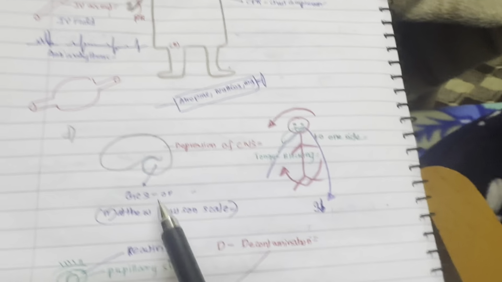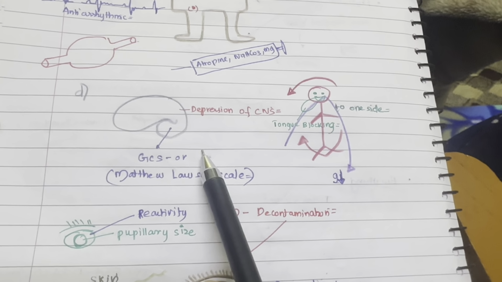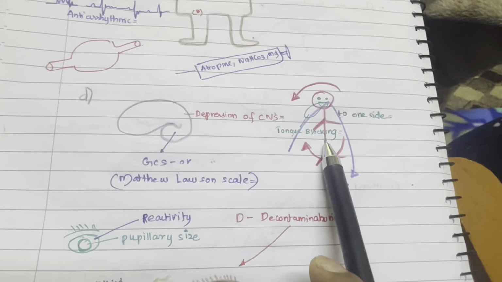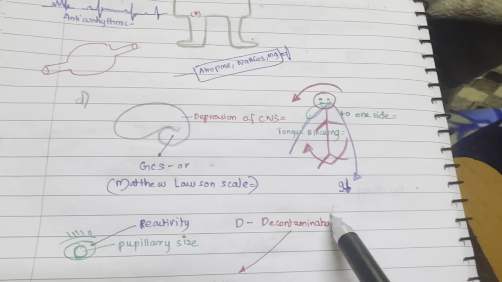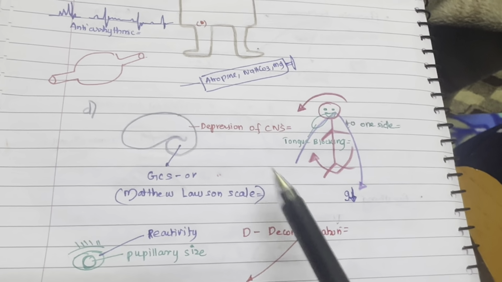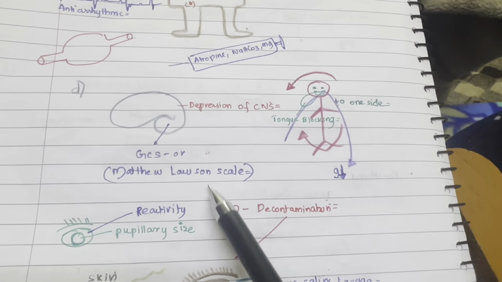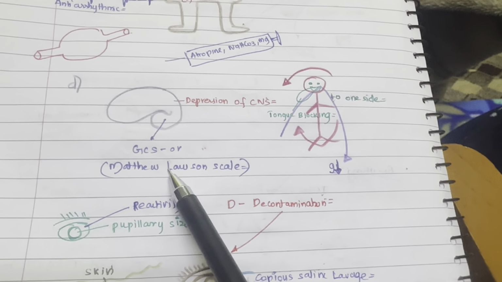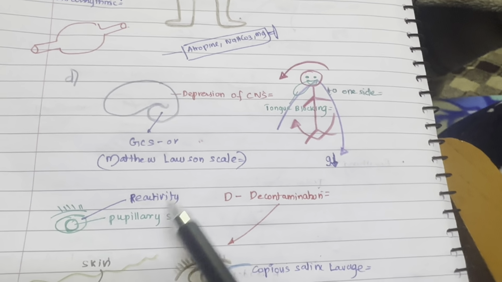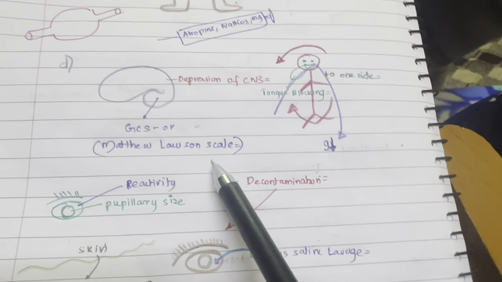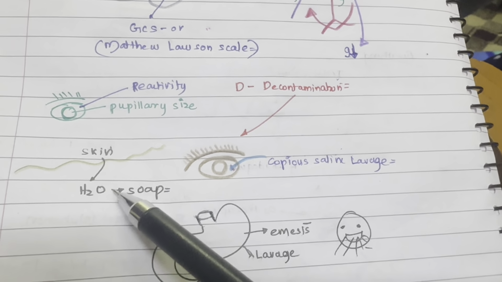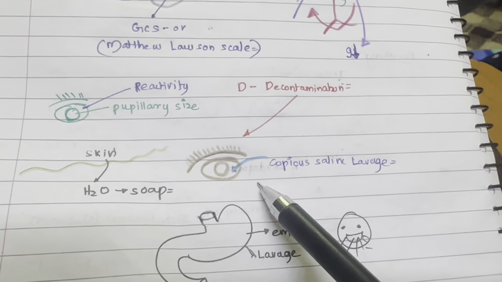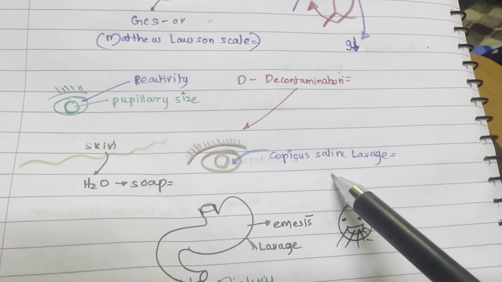Then is depression of the CNS. Turn the unconscious patient to one side, which prevents the tongue blocking the throat and allows fluid to gravitate out. Depression of the CNS is best evaluated according to the GCS, Glasgow Coma Scale, or the Matthew Lawson Scale. Also check pupillary size and reactivity.